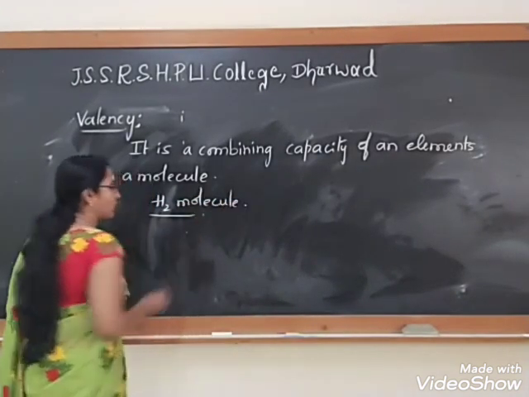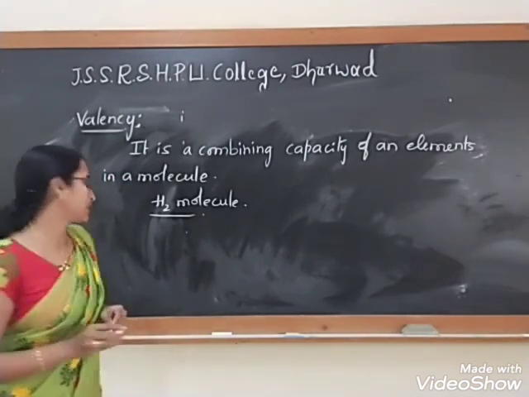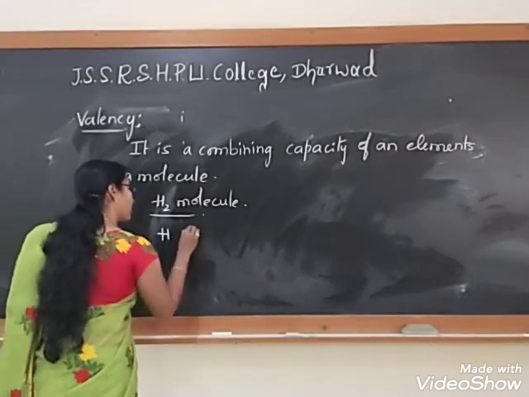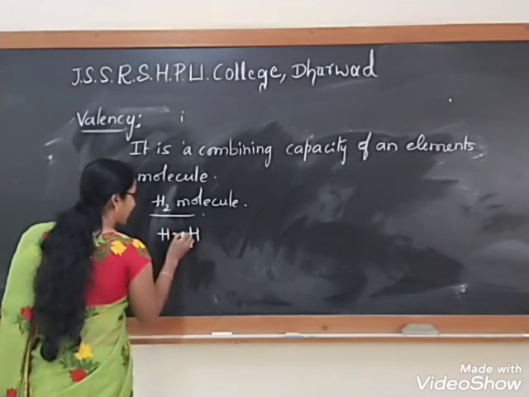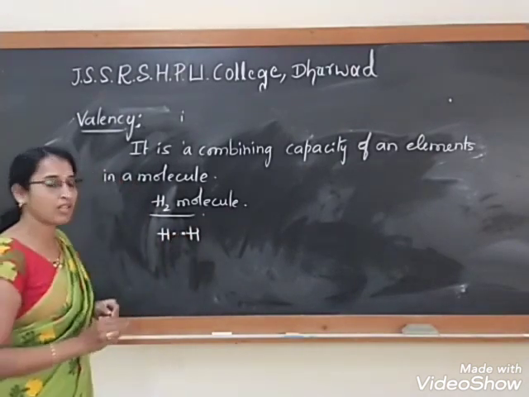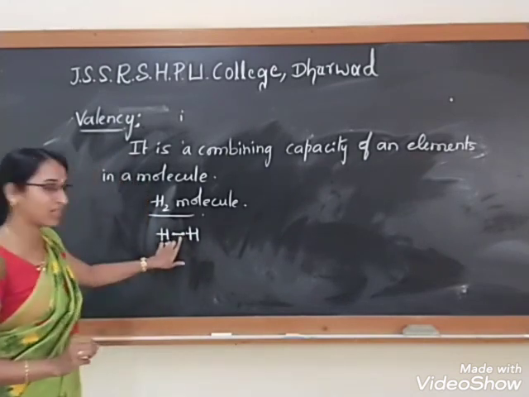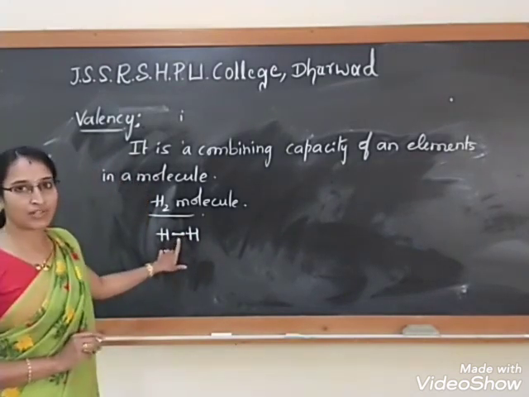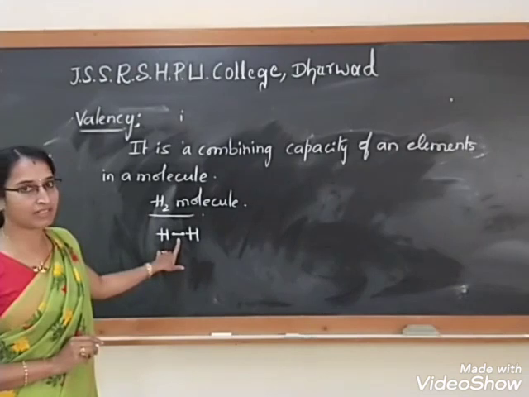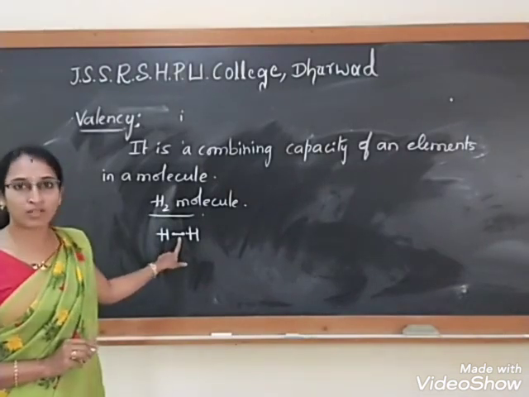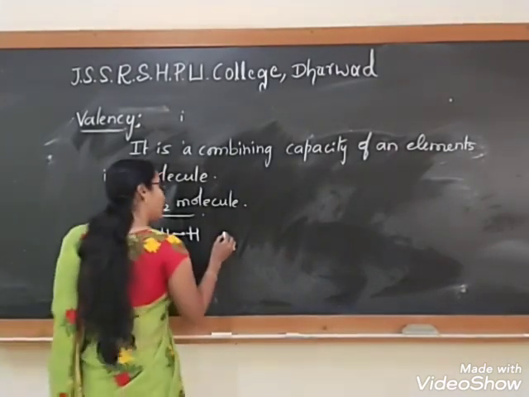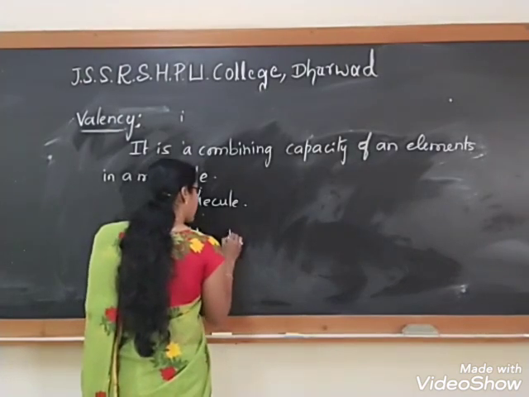So for example, the hydrogen molecule. A hydrogen molecule has 2 hydrogen atoms and each hydrogen atom has one electron. The combining capacity of this hydrogen molecule is 1. That is nothing but the sharing of electrons between the two hydrogen atoms. Hence there is a formation of one covalent bond. So its valency is 1, which is called monovalent.